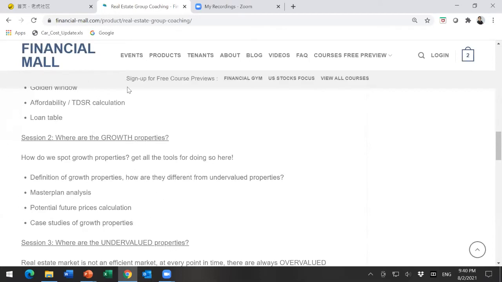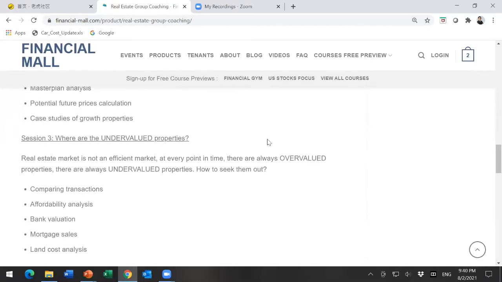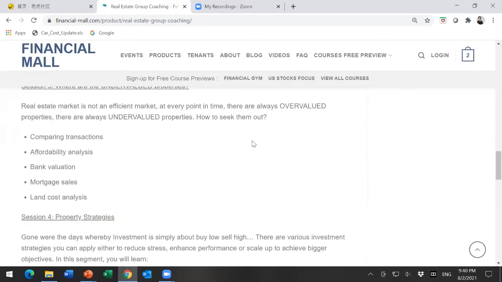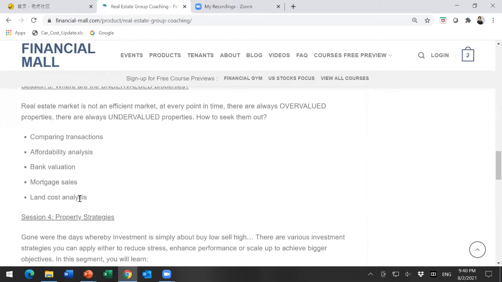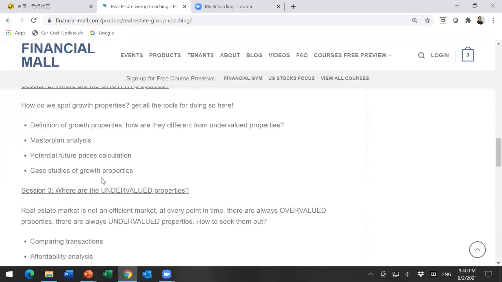We have actually done certain parts of this in our previous course, but we just want to make it more focused on the growth properties themselves. Session 3 will be undervalued properties. Again, we have probably done certain parts in our previous course, but we want to make it more focused and targeted on undervalued properties. So we go through things like comparing transactions, affordability analysis, bank valuation, mortgage sales, and land cost analysis.